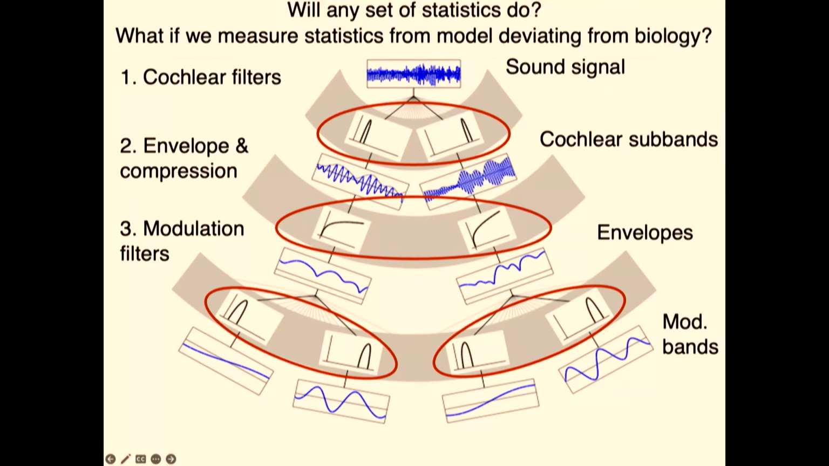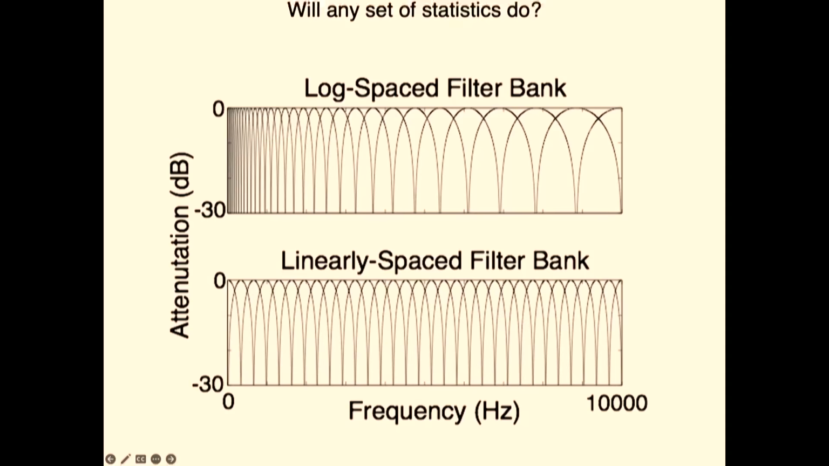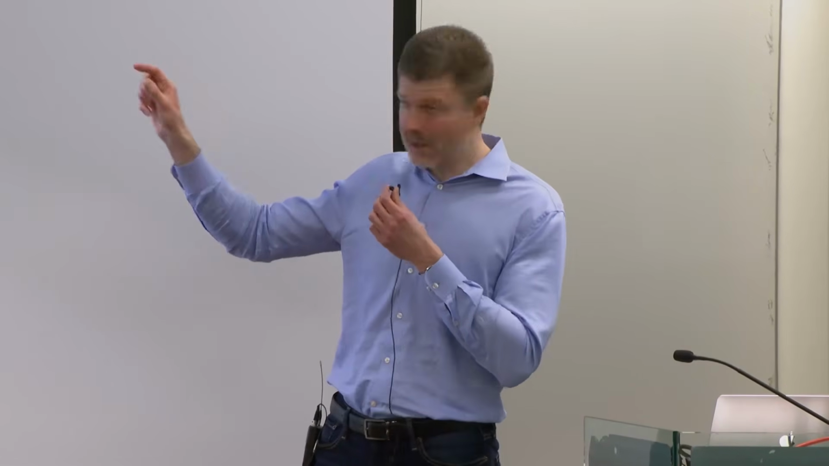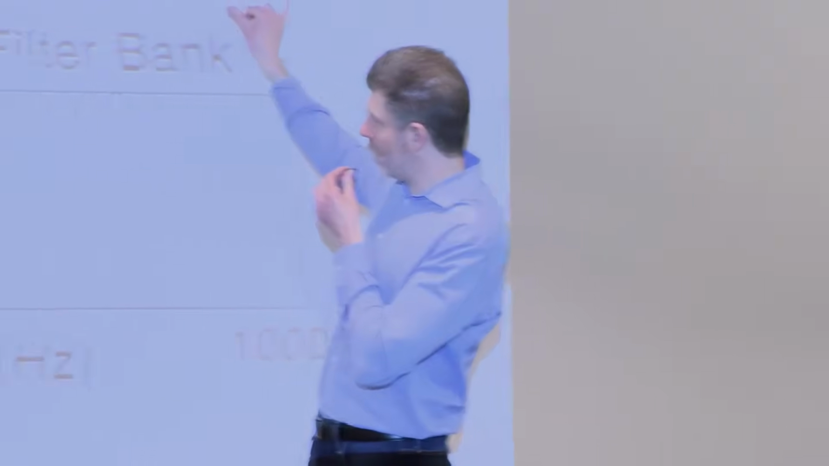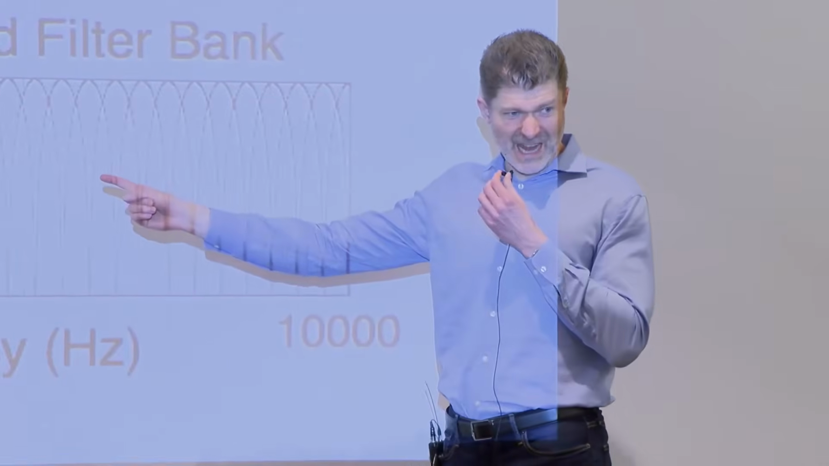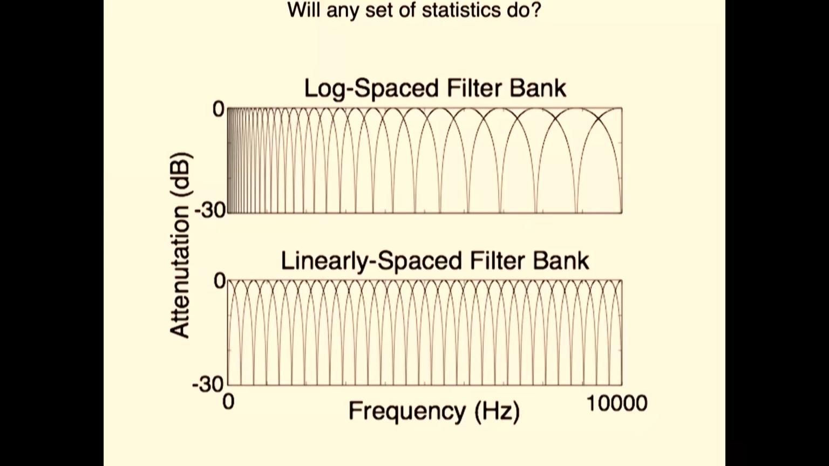Okay. And we could ask, well, what happens if we change this in a way that makes it less consistent with what we know about biology? Okay, so this is called a log space filter bank. You all know that the filter bank in the ear is not exactly log space, but it's approximately log spaced. But remember, the filters in the ear get broader at high frequencies than at low frequencies. So you can ask, well, what happens if we use an incorrect auditory model where the filters are linearly spaced, like they're all the same bandwidth? Okay, so this violates what we know about the ear.